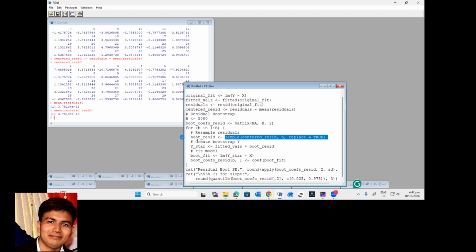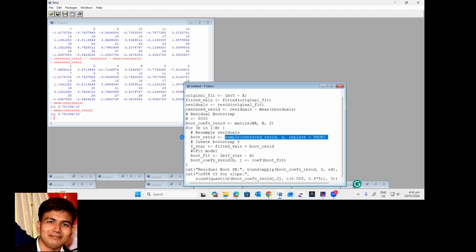All right. And then we create the bootstrap of the y. That is, y star equals the fitted values plus the bootstrap residuals. It will create the new response vector by adding the resampled residuals to the original fitted values. The design matrix X remains unchanged, so the same X values can be used in every bootstrap iteration.